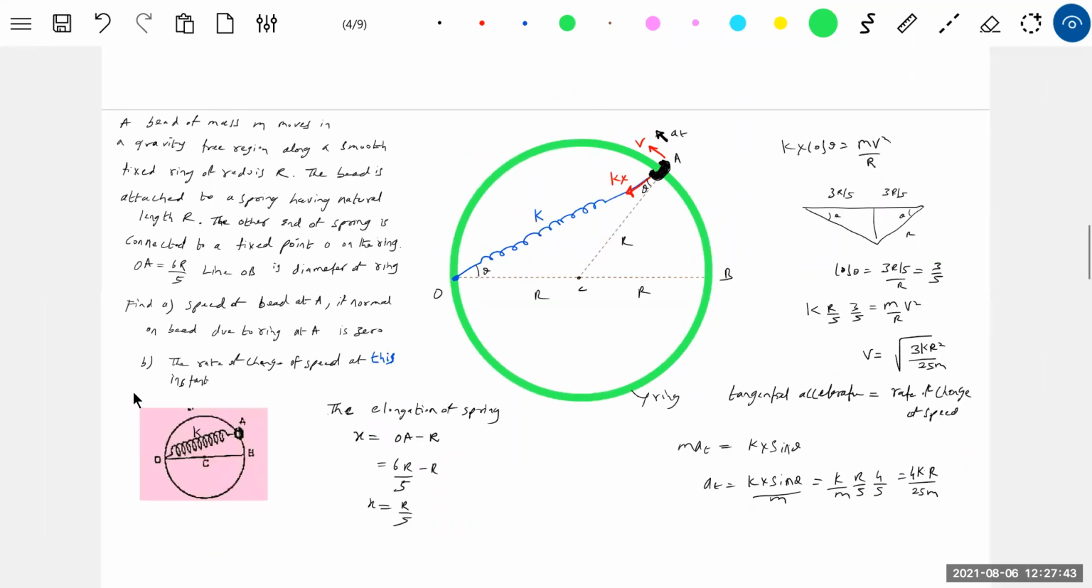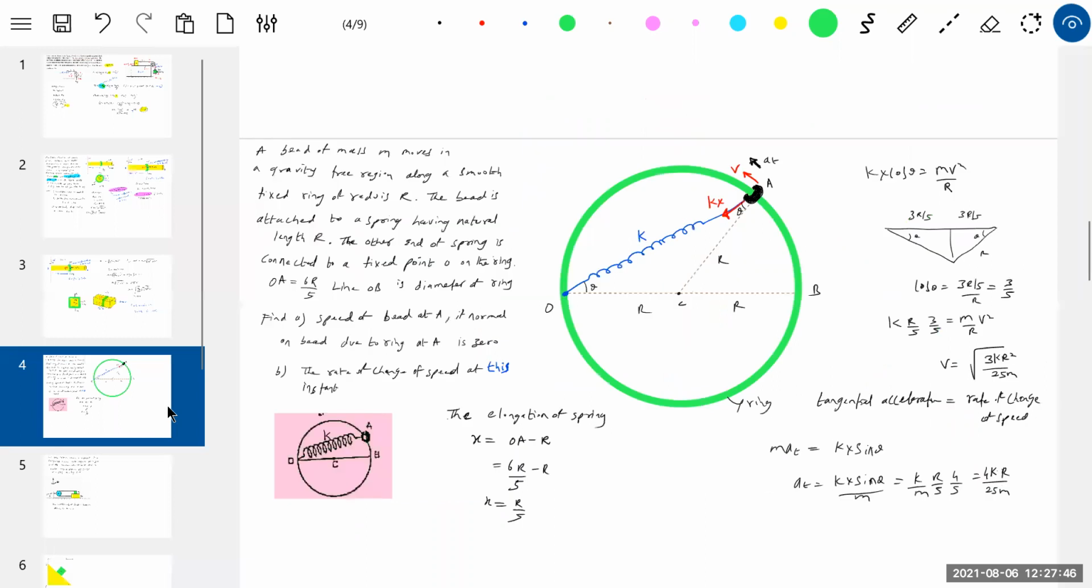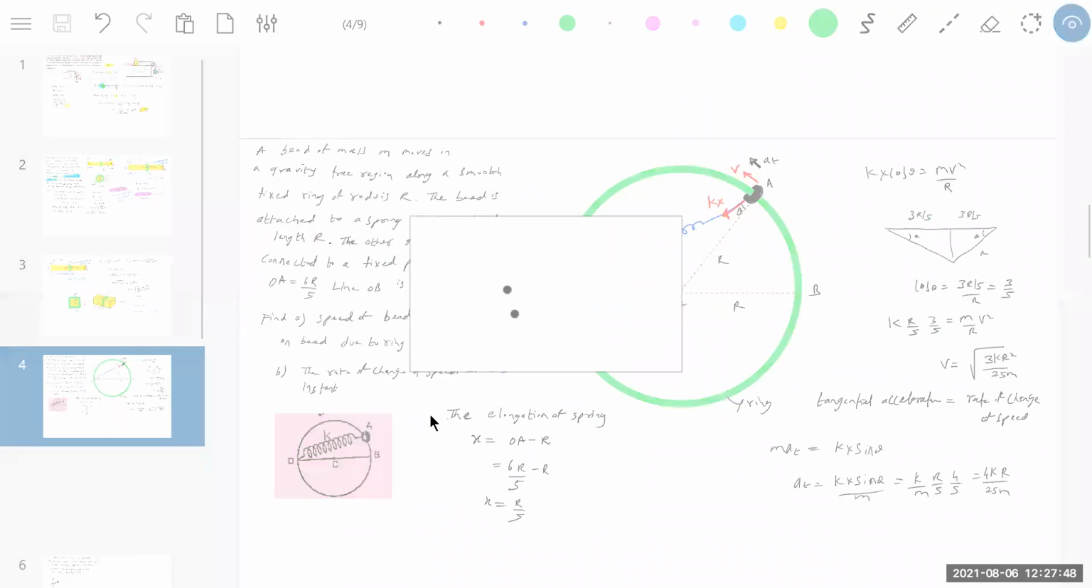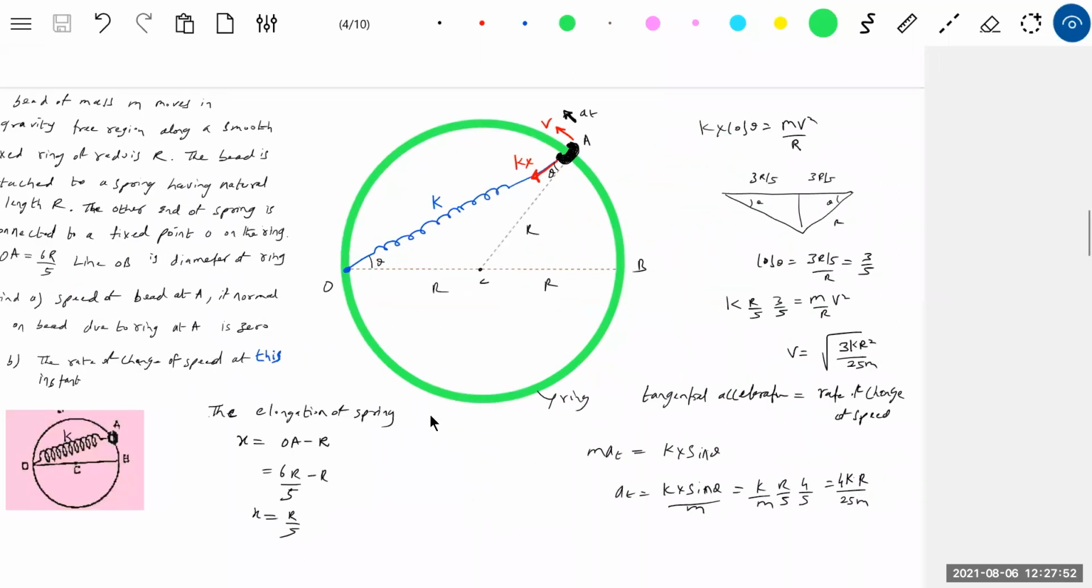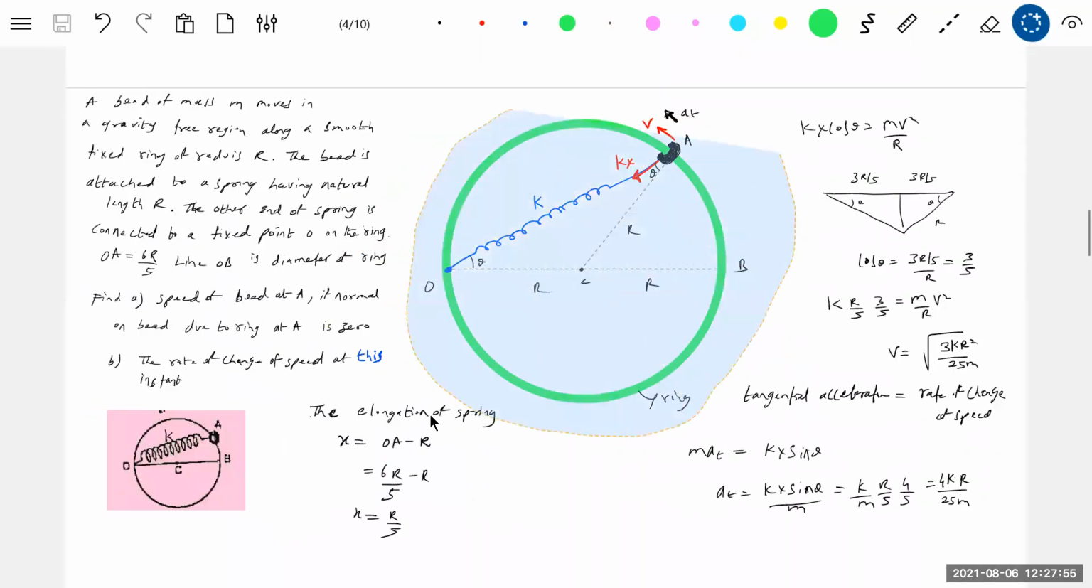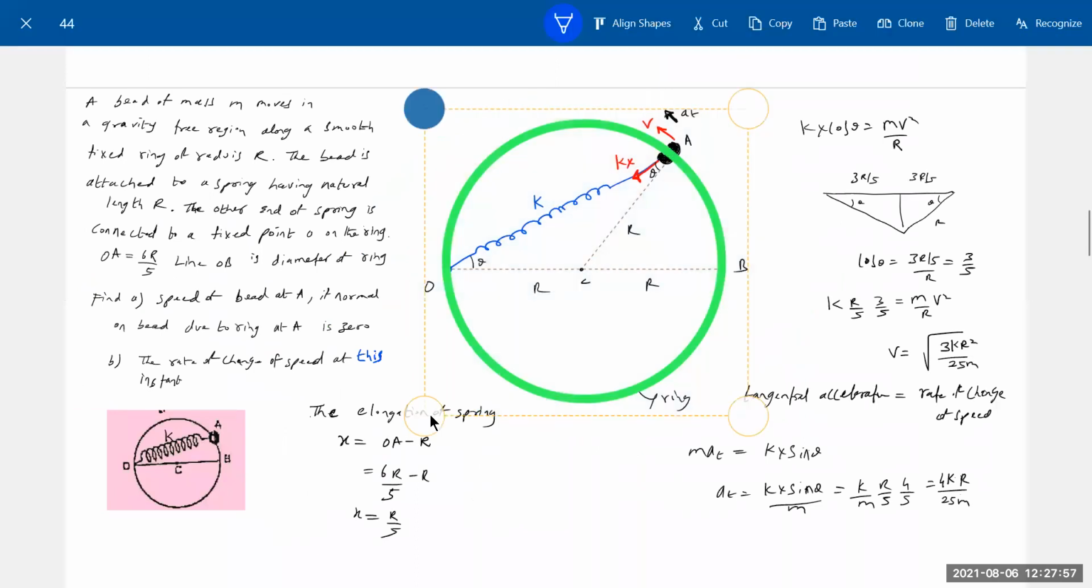Some conditions are there which are essential for you to learn. The same, how to get the normal reaction is something very important. Normal reaction in these cases, how to take it.